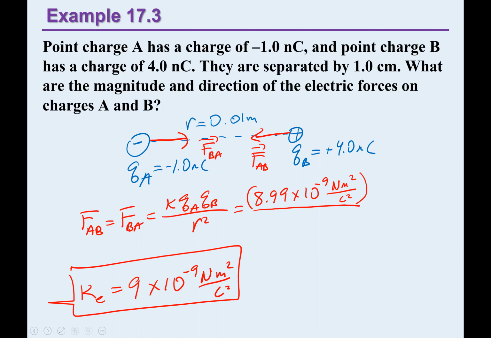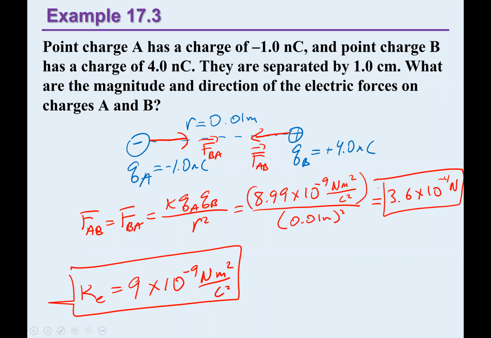Then this is divided by their separation squared. That means 0.01 meter squared. All right, so what I'm going to get here is 3.6 times 10 to the negative 4 newtons. That's the magnitude of the force.